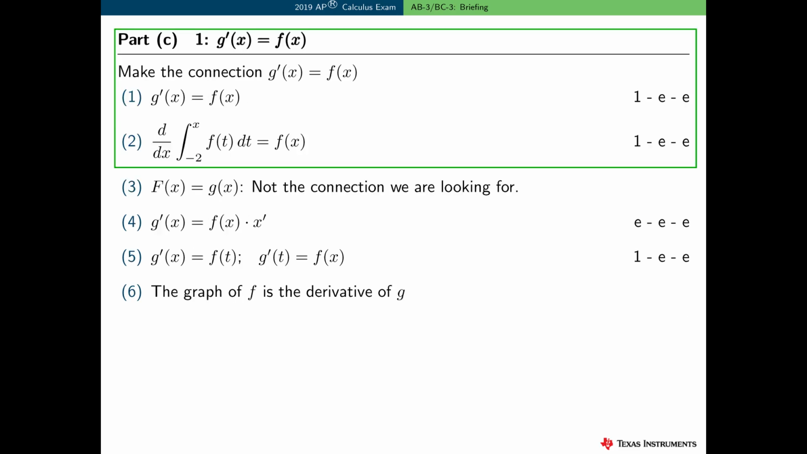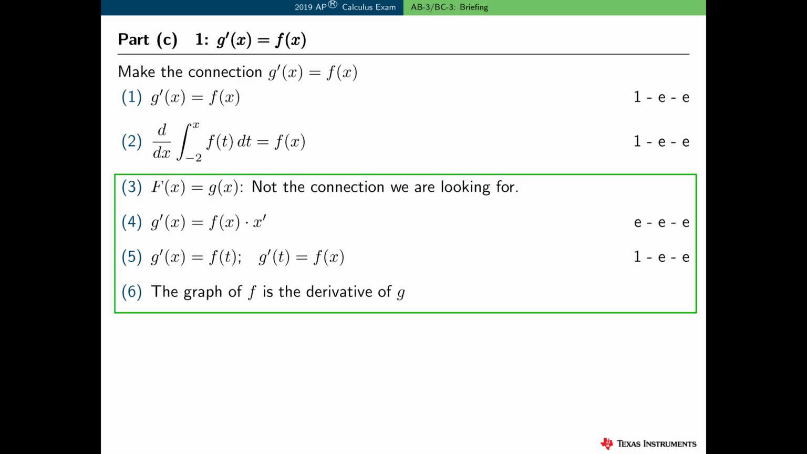In Part C, the first point was for explicitly making the connection g prime of x equals f of x. And here are the two most common ways that students conveyed this equality. In example 3, this is simply not the connection we need to see. There is no function capital F in this problem, so we can't infer its definition. In example 4, the student cannot leave x prime or dx in their connection point. However, they could go further and indicate that this value is 1.